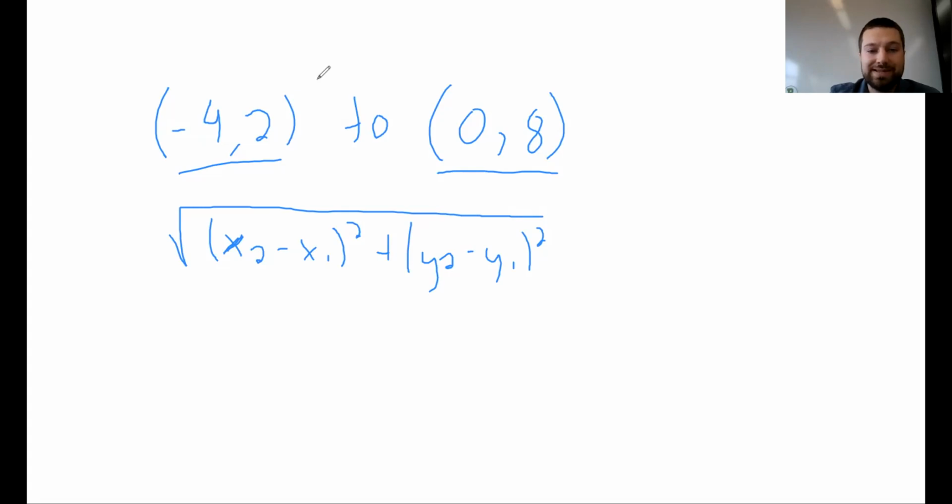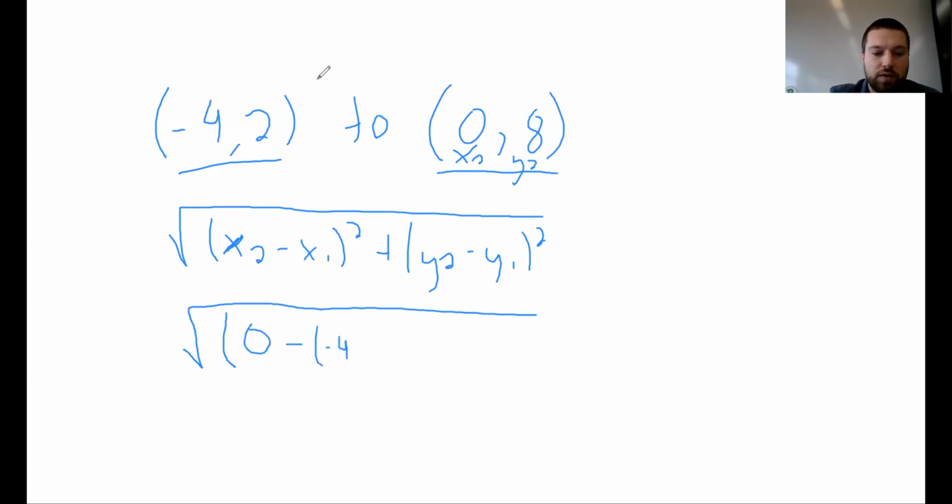So we're going to go 0, 8 as our second point. So we're going to say this is x2 and y2. Okay, so it's going to be the square root of 0 minus the negative 4 squared, the whole thing squared, plus our y2, which is 8 minus 2, the whole thing squared.